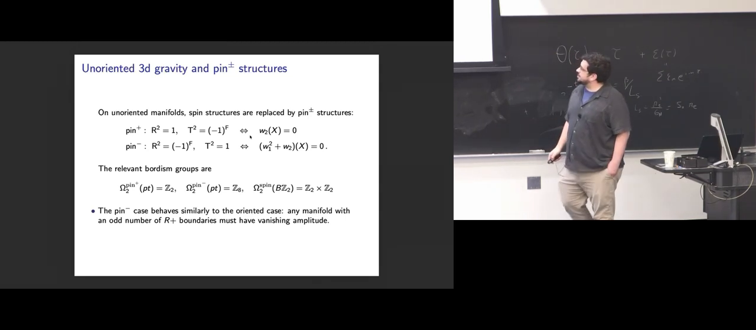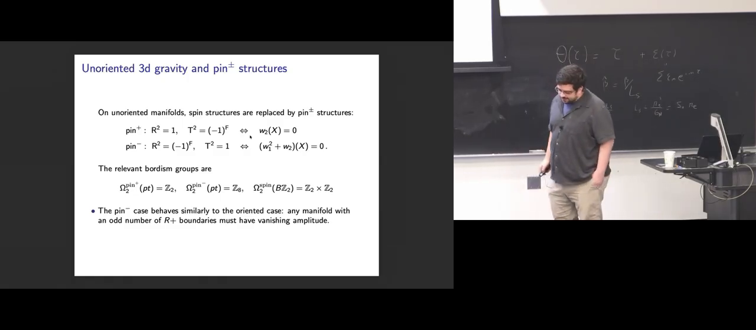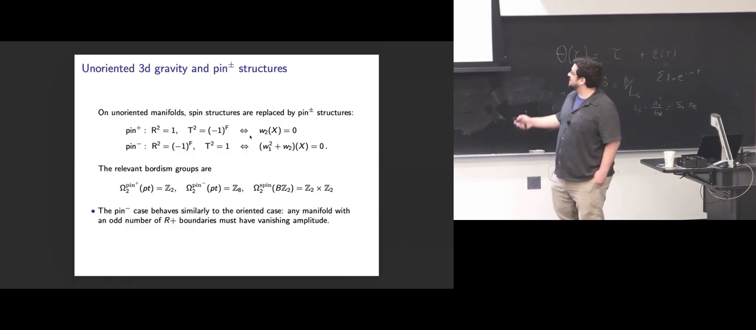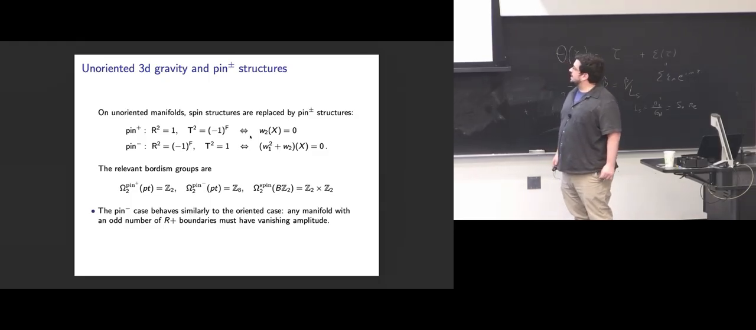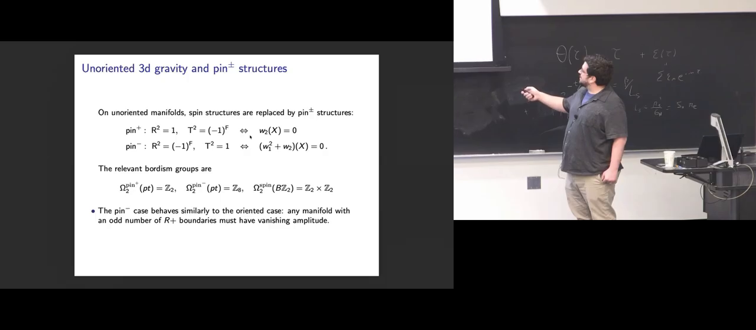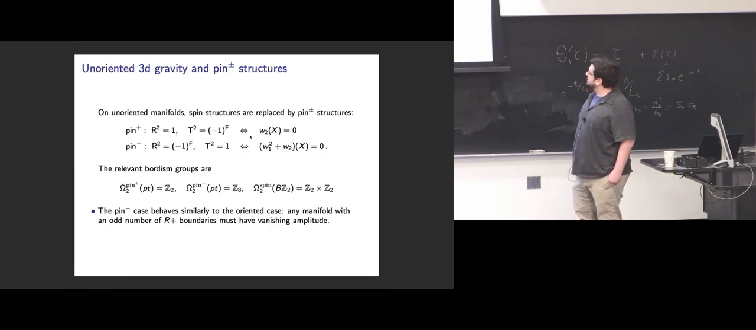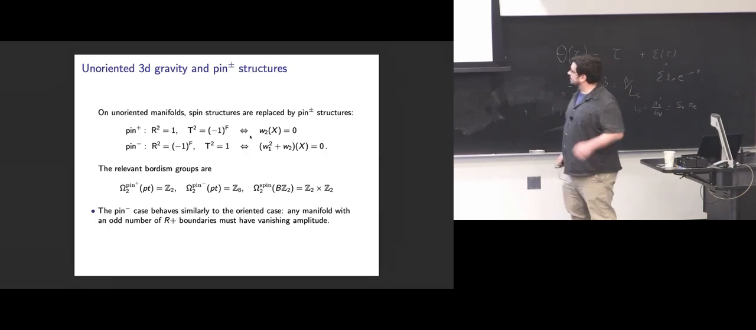And the relevant bordism groups that appeared in the paper, and maybe in the rest of the talk, depending on how far I can get, is the bordism group for pin plus. This is Z2. This is similar to the one for spin structures. Pin minus is Z8. There are 8 components. And then we will also see what happens if you have a Z2 gauge field in the bulk. So then, in this case, it's Z2 cross Z2.